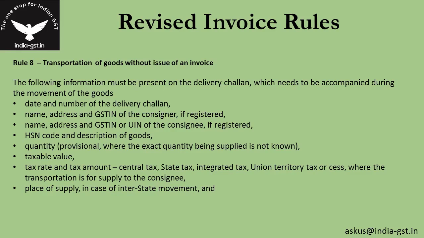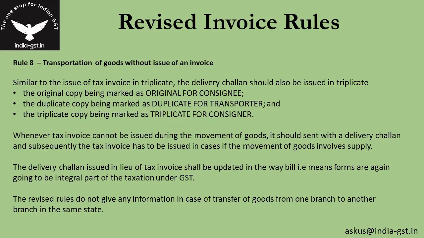Place of supply, in case of interstate movement. Similar to the issue of tax invoice in triplicate, the delivery challan should also be issued in triplicate. The original copy being marked as original for consignee, the duplicate copy being marked as duplicate for transporter, and the triplicate copy being marked as triplicate for consignor.